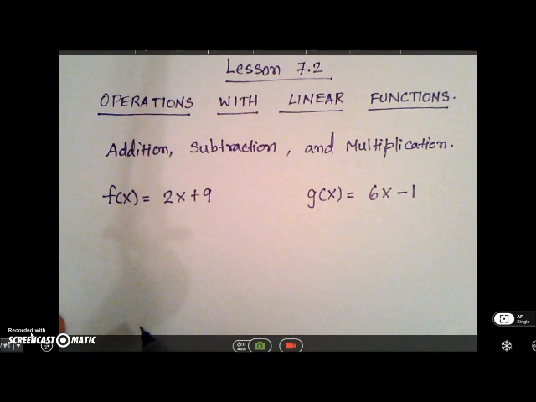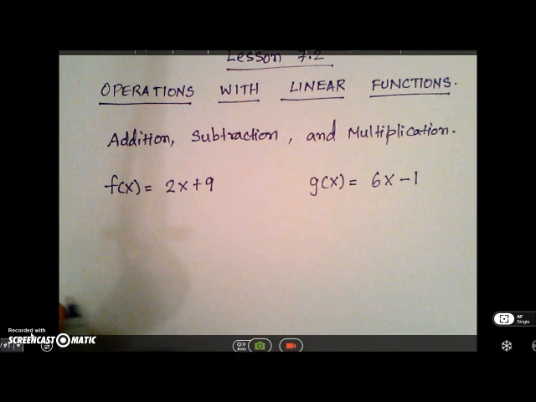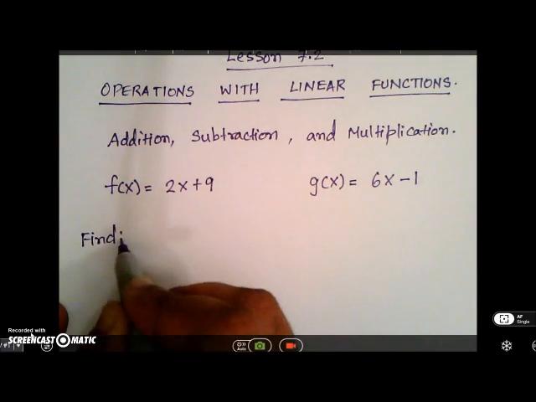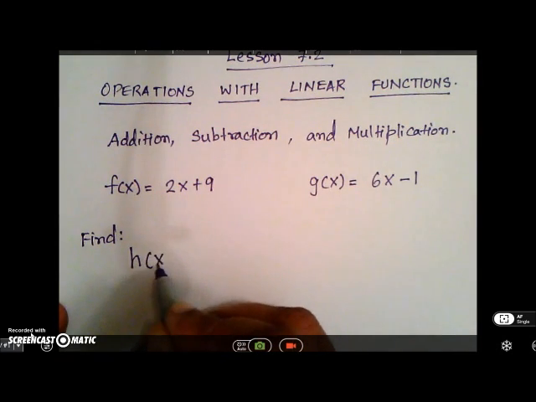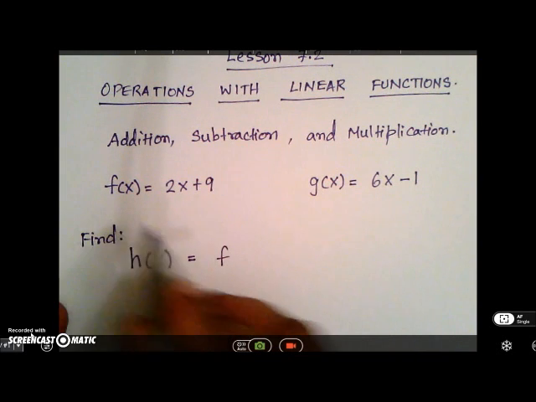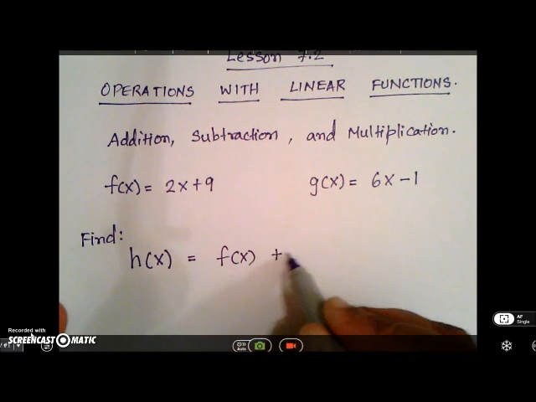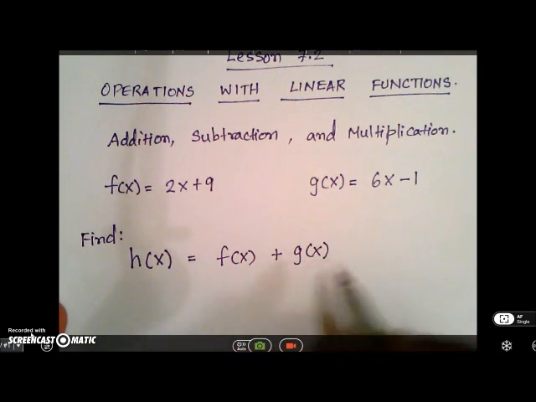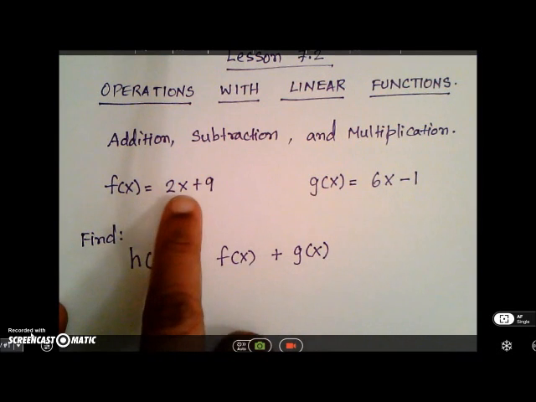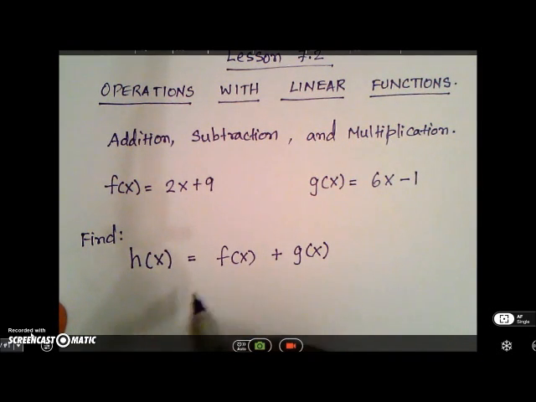So now I want to perform different operations on that. I want to find a third function, h of x, which I get by adding these two functions, f of x plus g of x. When I add these two functions, I get a third function which can be represented by h of x. Basically, I'm taking these two functions and adding them together.